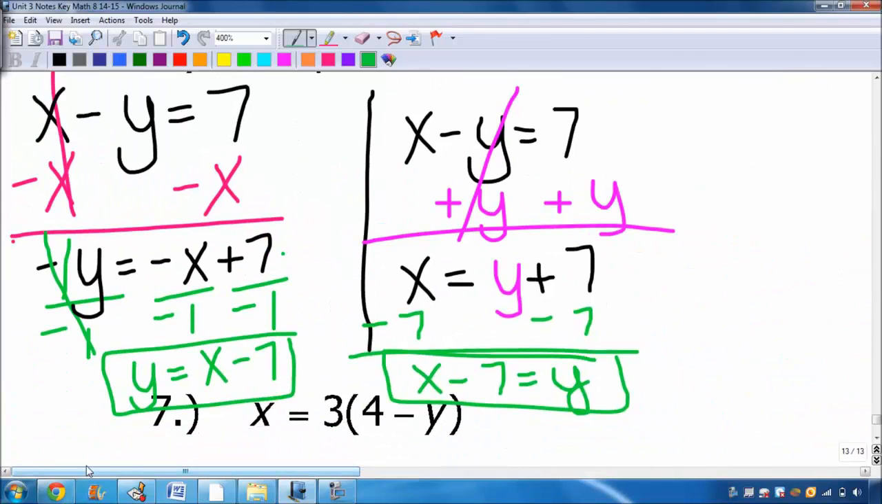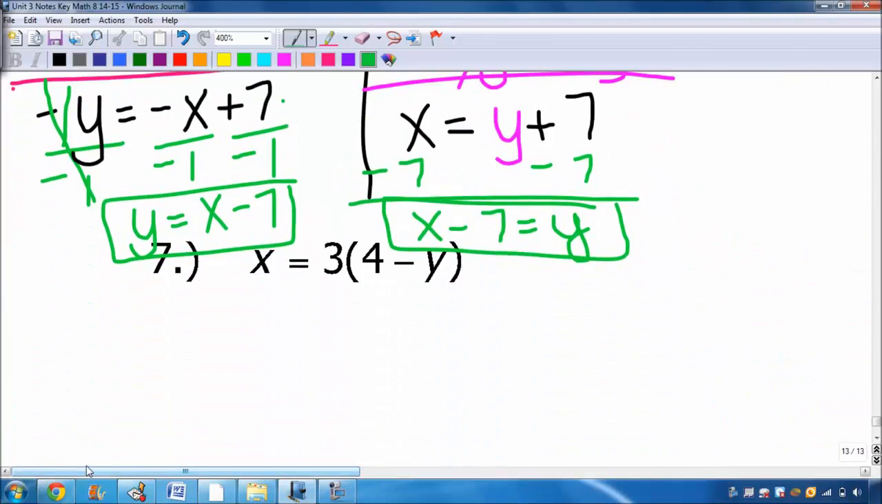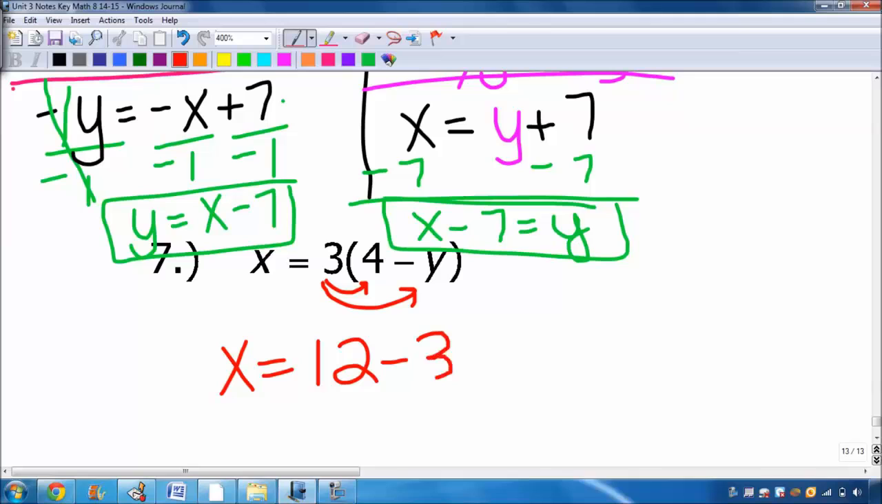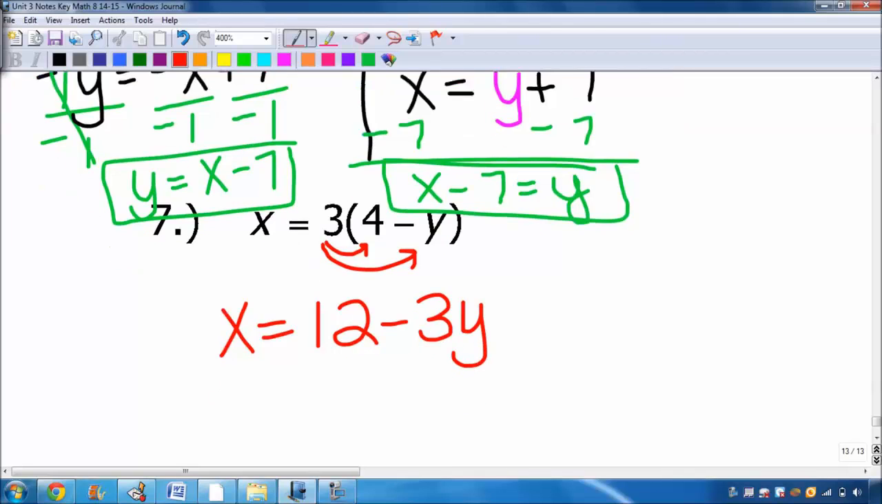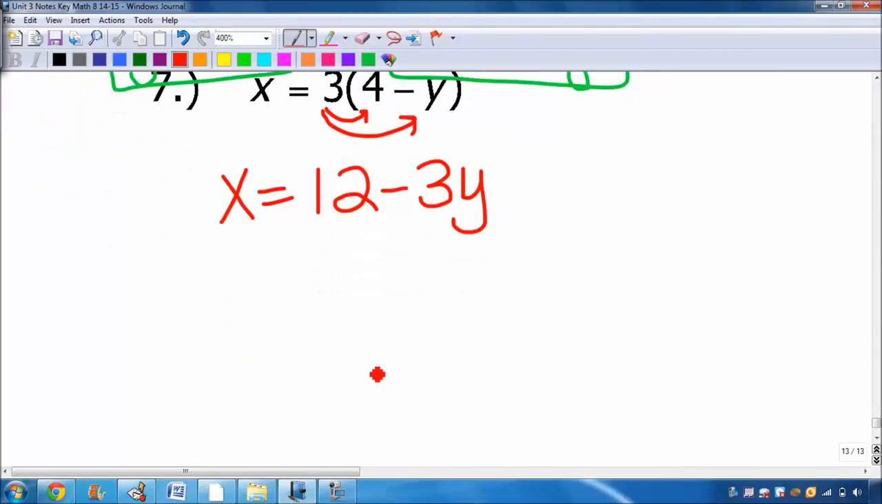All right, let's look at number 7. I want to solve for y. So the first thing I'm going to do is distribute this 3 through. So I end up getting x equals 12 minus 3y. Okay, now I can add 3y to make the y positive. Or I could subtract the 12 from both sides. I'm going to add the 3y to make the 3y positive.